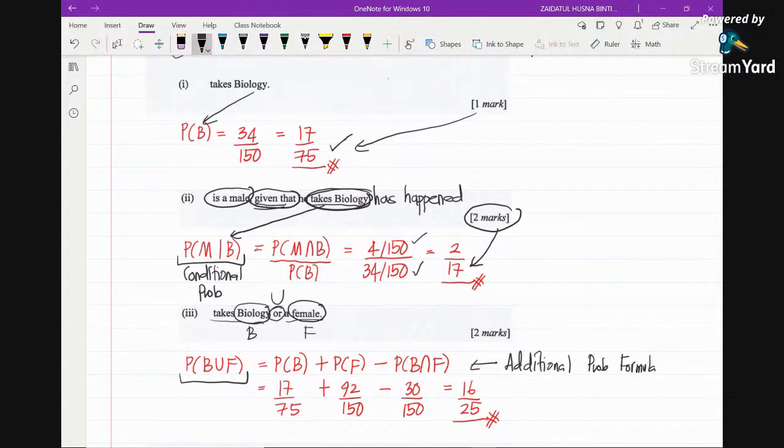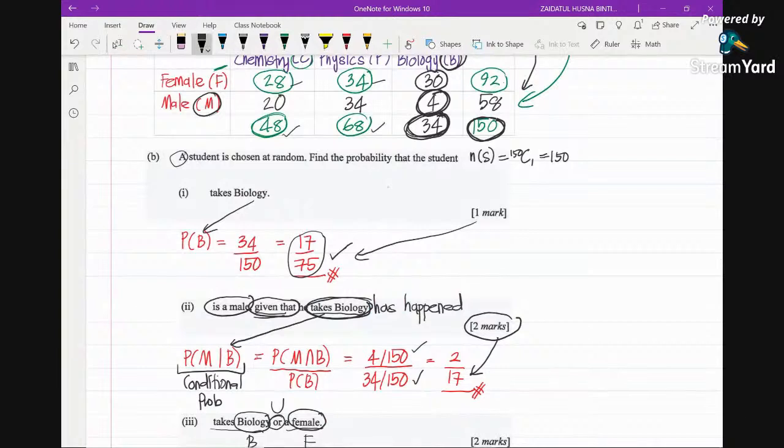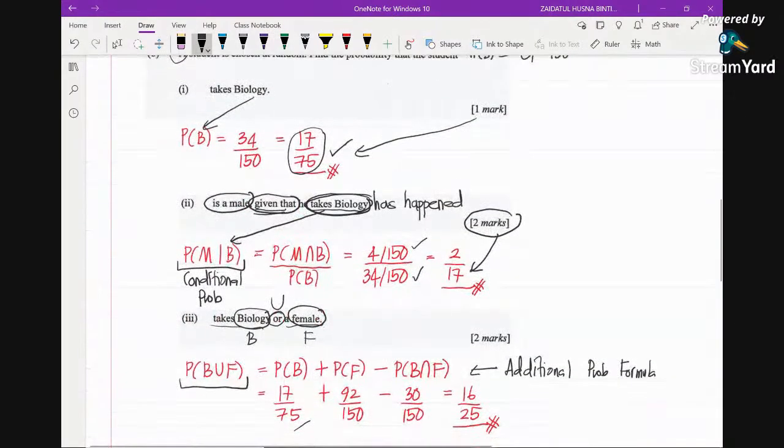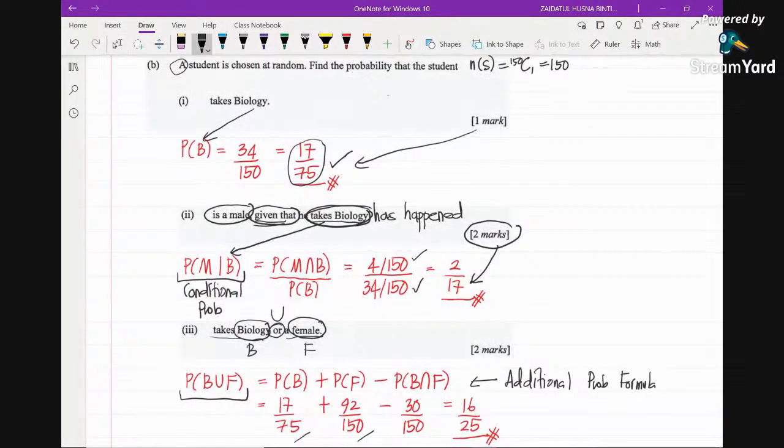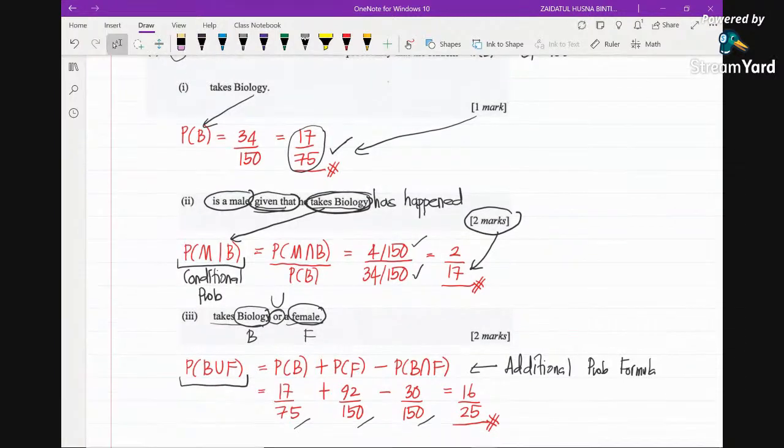So where can we find the probability of B? You can obtain it from the previous answer, 17 over 75, plus PF, the probability of female. Regardless of the subjects they are taking, the total of female students is 92, right? So the probability of female is 92 over 150. And then minus B intersect F. You can see the number here is 30, so 30 over 150. Then you just press the calculator, and you will obtain the answer to be 16 over 25.